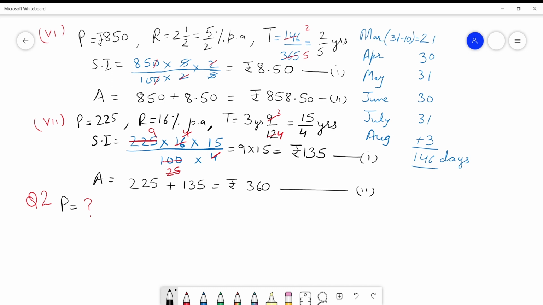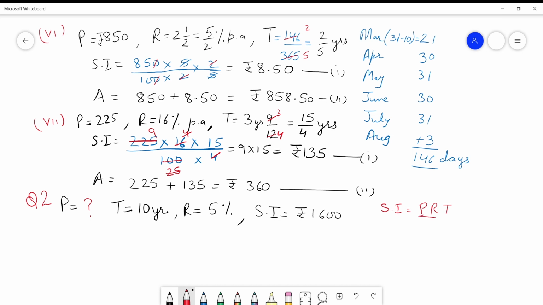They are saying time given to us is 10 years. Rate given to us is 5%. And simple interest is provided to us as rupees 1,600. Now I must tell you, we have the formula for SI, that is P.R.T by 100. This is our main formula.